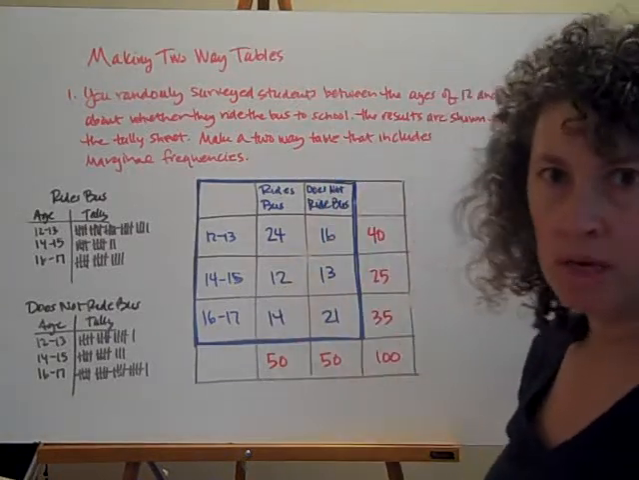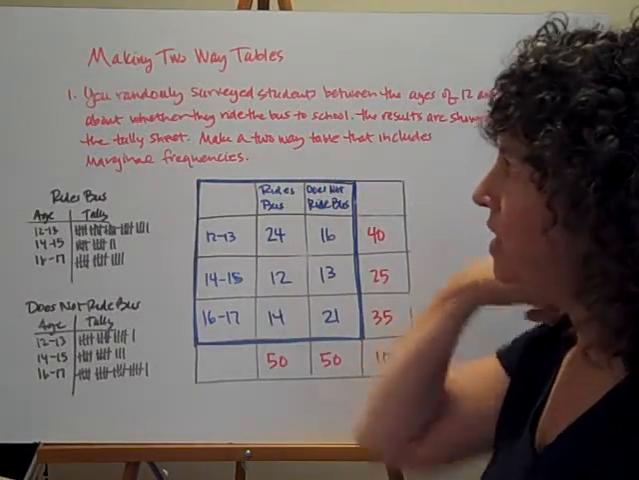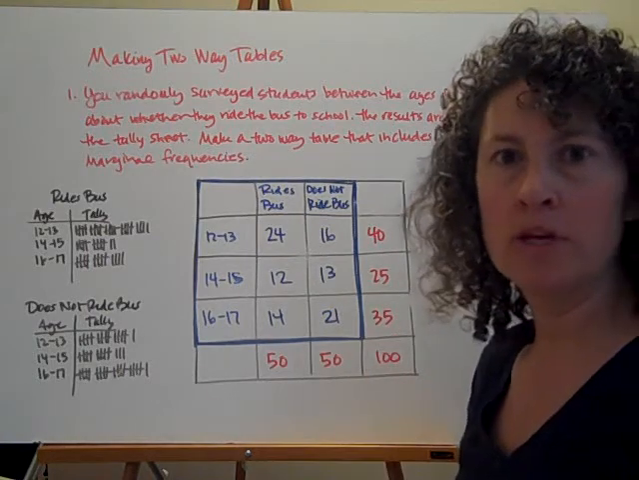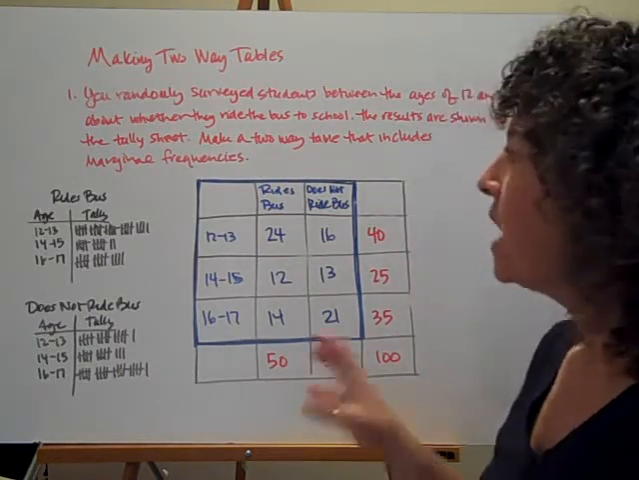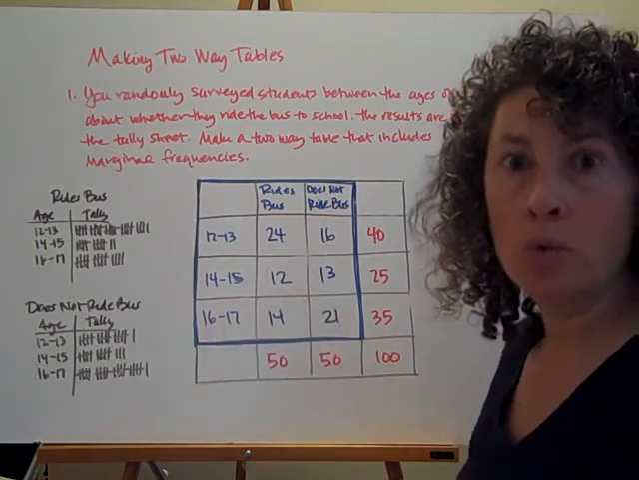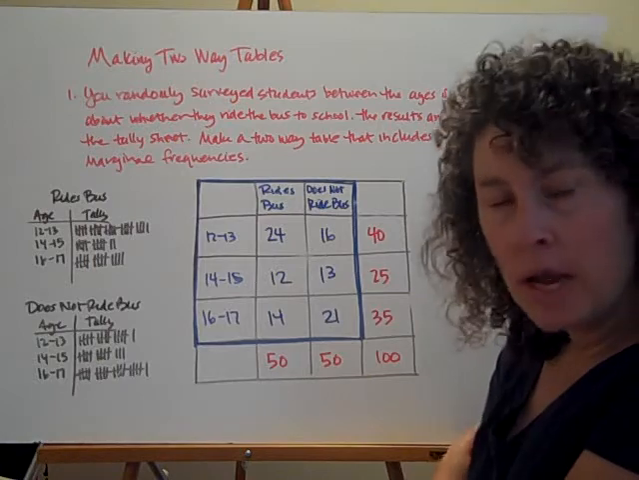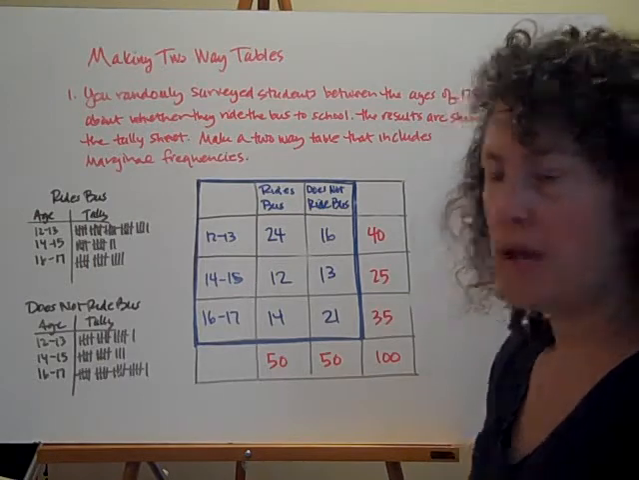Making a two-way table. Last time we looked at interpreting a two-way table, one that was pre-made for us, and figuring out the information from it. Now we're going to take a look at coming up with your own survey, asking two questions from a group of people, and then creating a two-way table from that data.